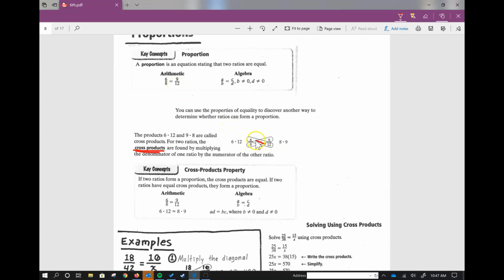If you multiply your diagonals, 6 times 12 and 8 times 9, what do you get? Well, 6 times 12 is 72, and 8 times 9 is also 72. So the numbers that are diagonal from each other, when multiplied, have to give you the same result. That's why multiplying by the diagonal and then dividing by the number you haven't used yet works.